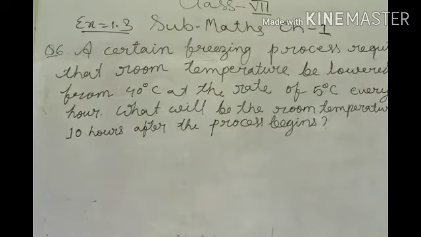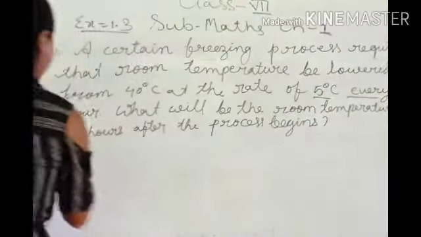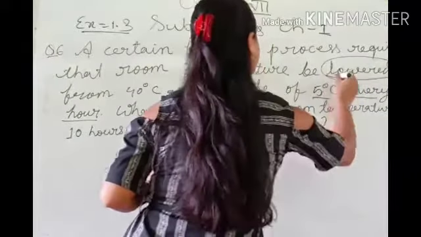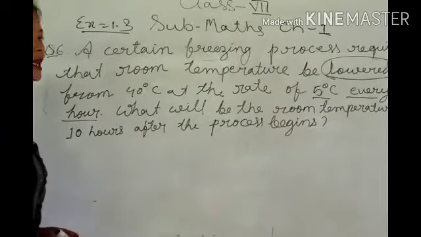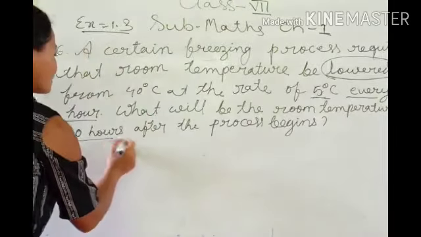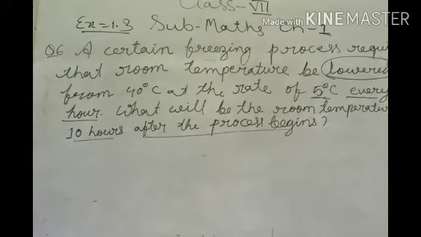Now come to the next question, question number 6. So all of you listen carefully. A certain freezing process requires that the room temperature be lowered from 40 degrees Celsius at a rate of 5 degrees Celsius every hour. So every hour the room temperature will become lower. How many degrees Celsius? 5 degrees Celsius. What will be the room temperature 10 hours after the process begins?